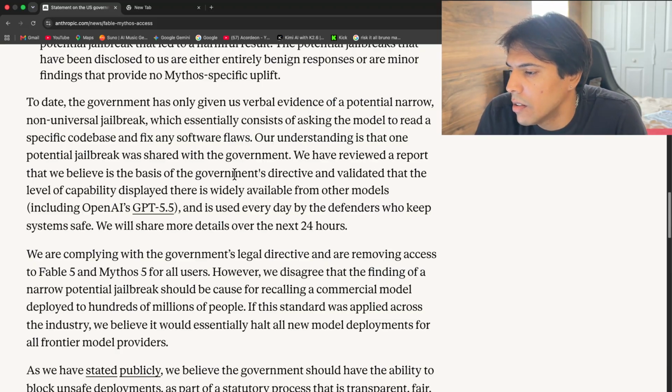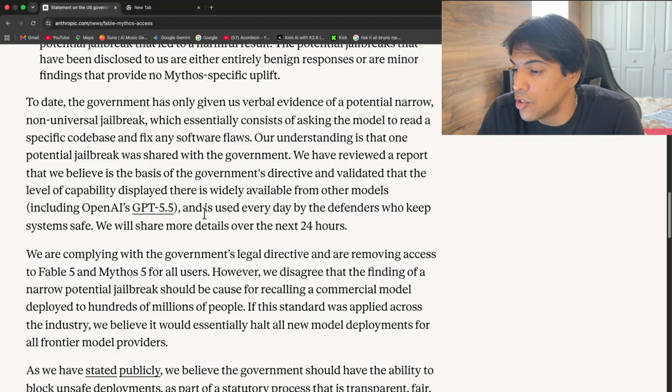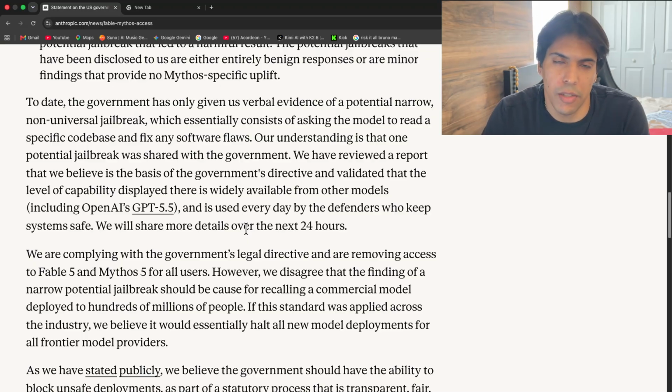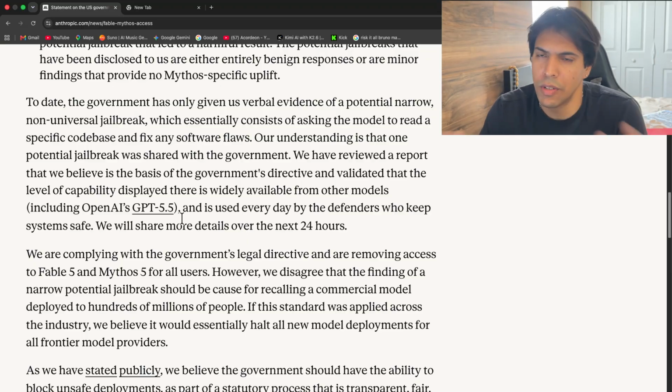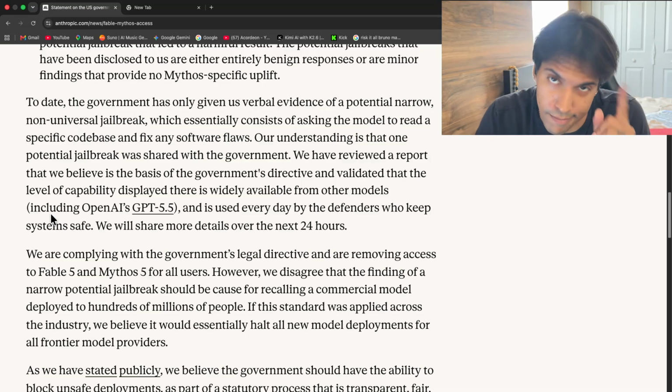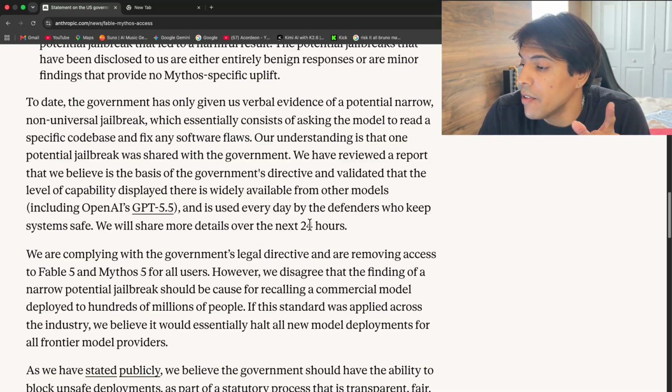I'm telling you, right? To the day, we have reviewed the report that we believe is the basis of the government's directive and validated the level of capability displayed. It is widely available from other models, including OpenAI's GPT 5.5, and used every day by defenders who keep systems safe. We will share more details over the next 24 hours.